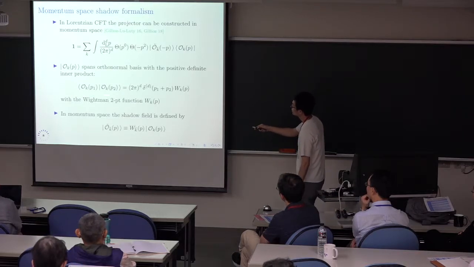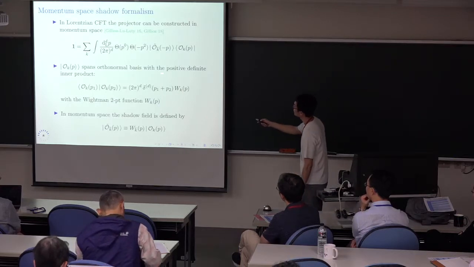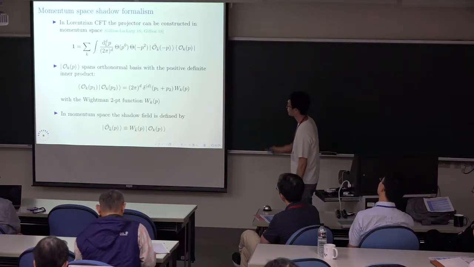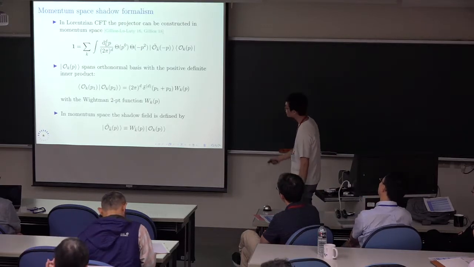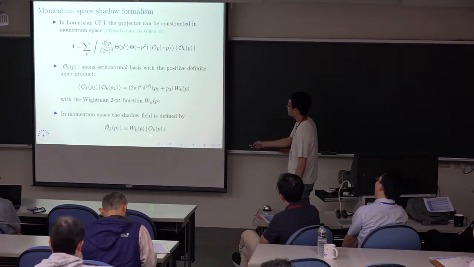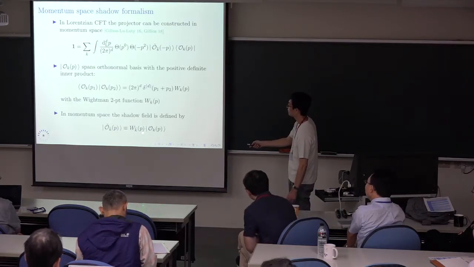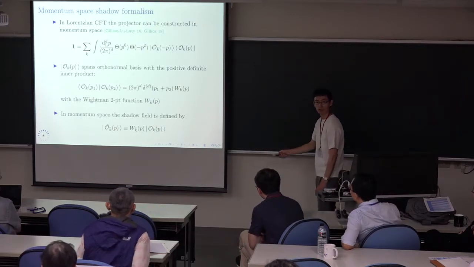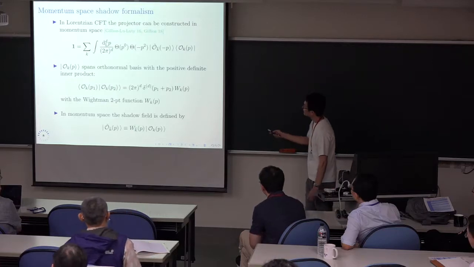So these states are normal in this way, and it is manifest that the Hilbert space is positive definite. So this is a complete eigenbasis. And in momentum space, the shadow field is now defined by just multiplying the two-point function on all k. So this is how you construct the momentum space shadow.